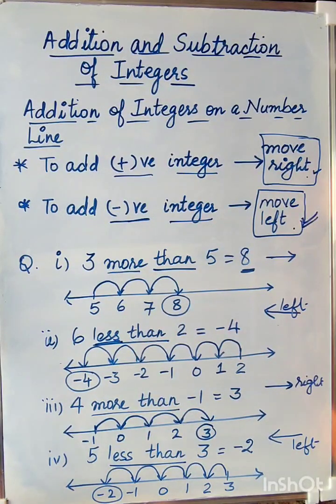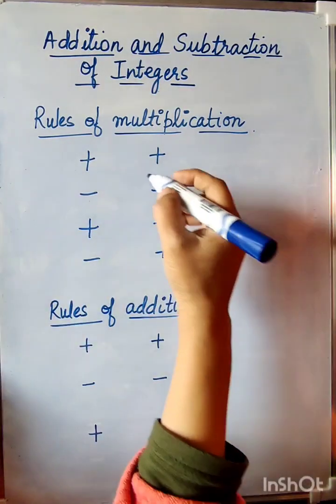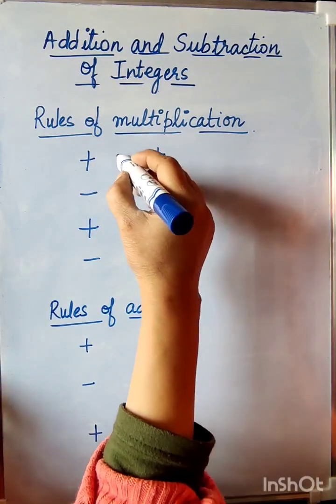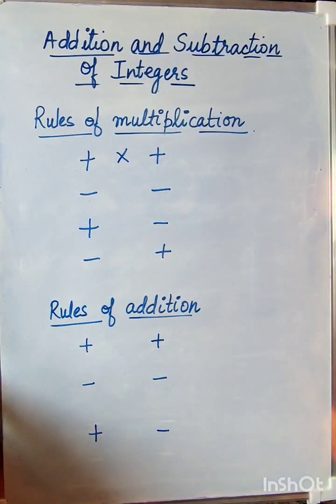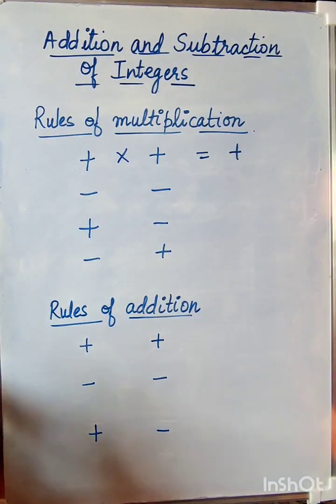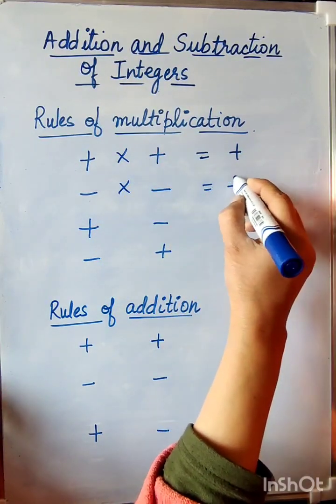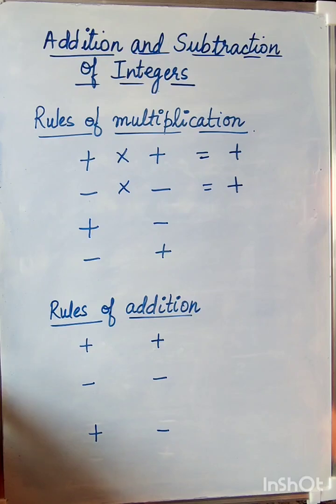Now while doing addition and subtraction of integers, we will be following the rules of multiplication. That I will explain and we will move on to the further questions. Now we have reached the rules of multiplication. While solving the brackets, we should remember that if plus is multiplied by a plus sign, that means 2 integers that are having positive signs, the final answer will be a positive integer. And if minus sign is being multiplied by a minus sign, again the result will be a positive integer.